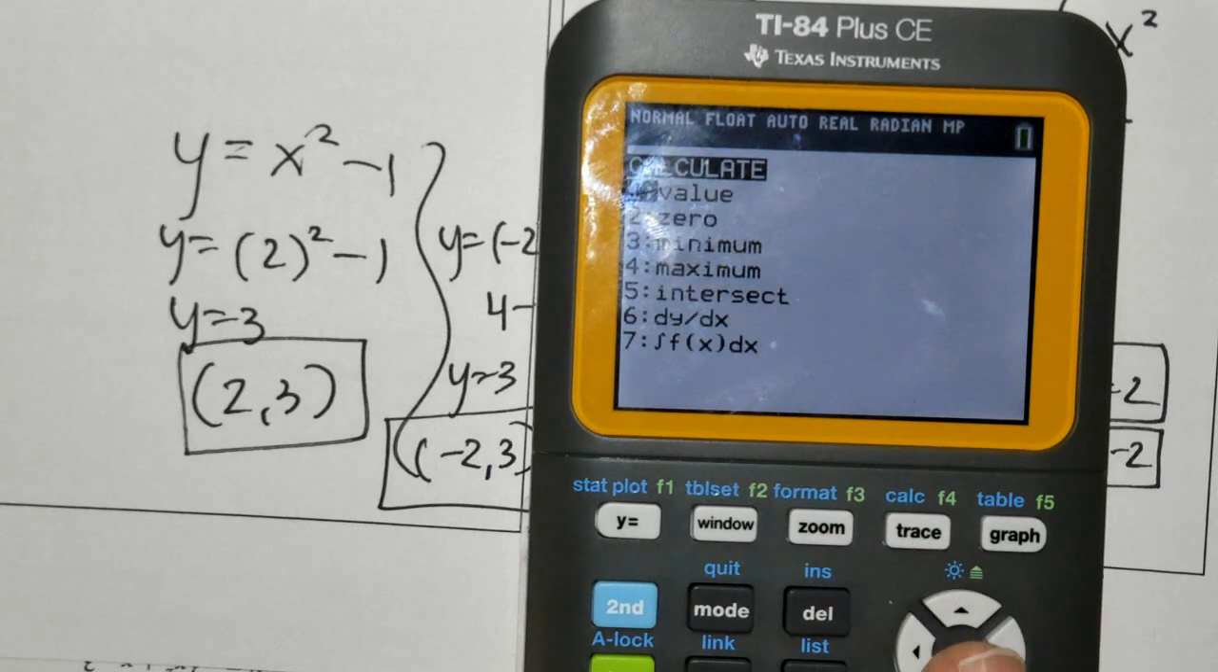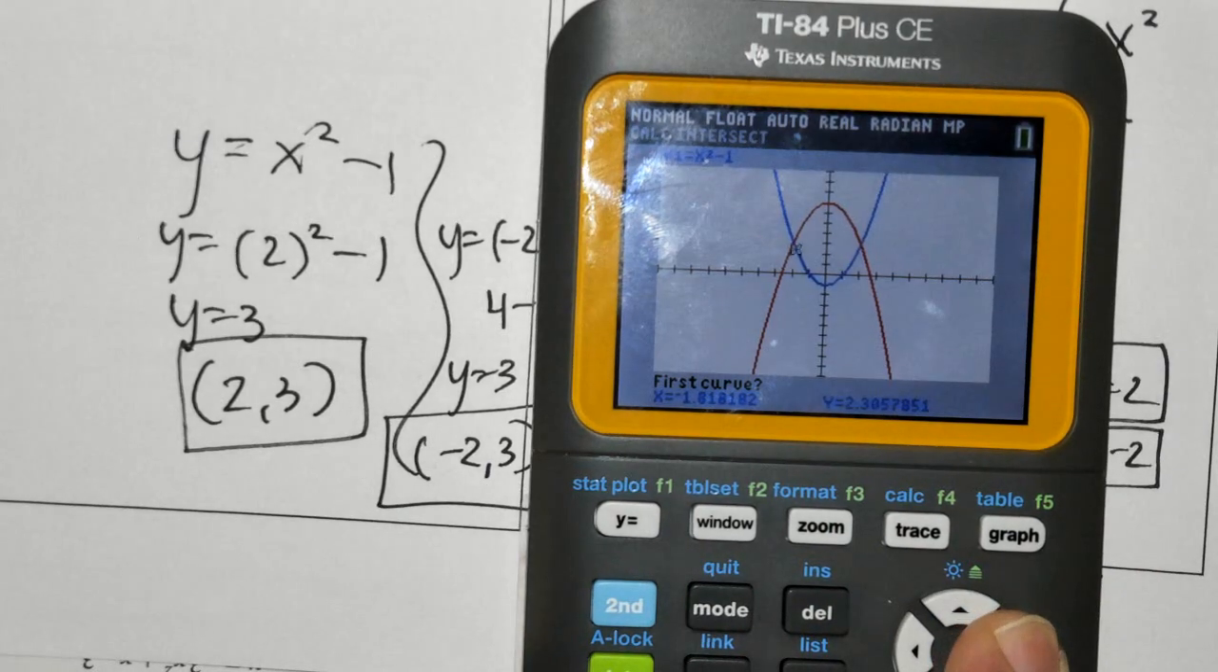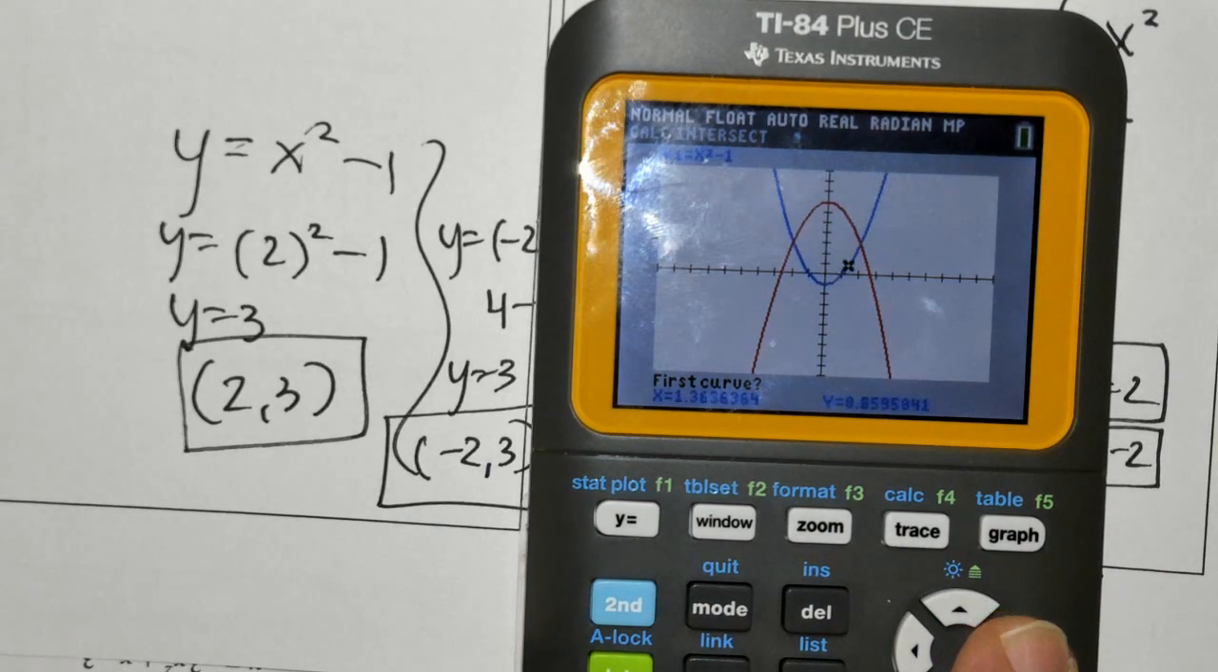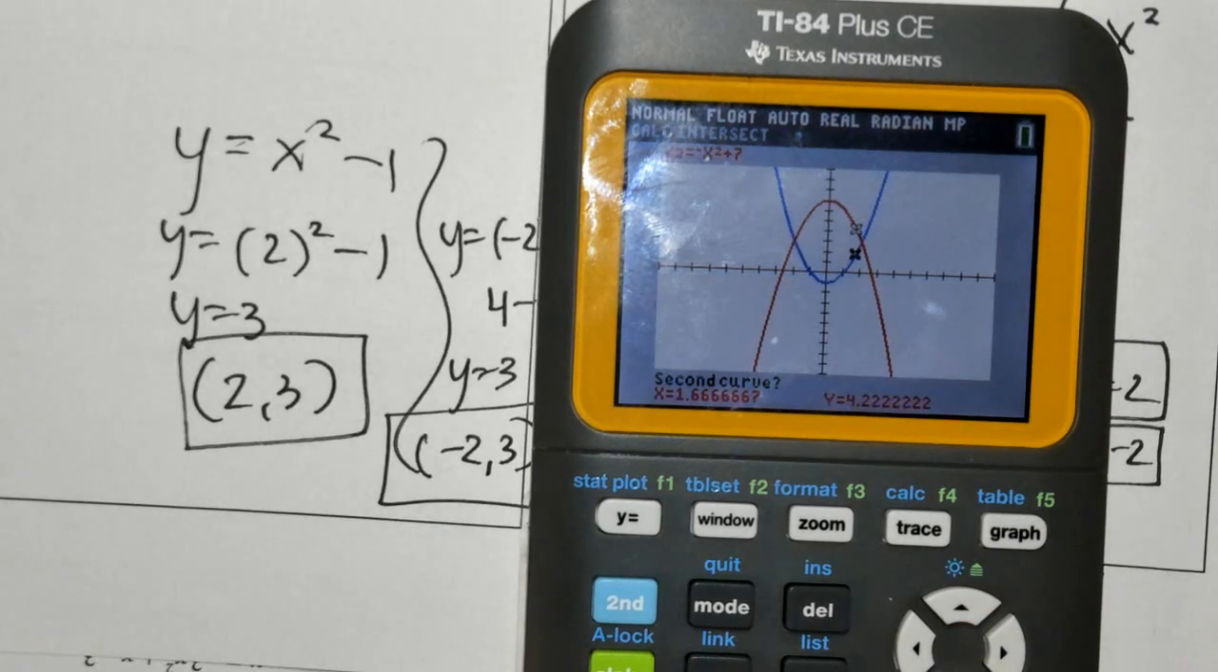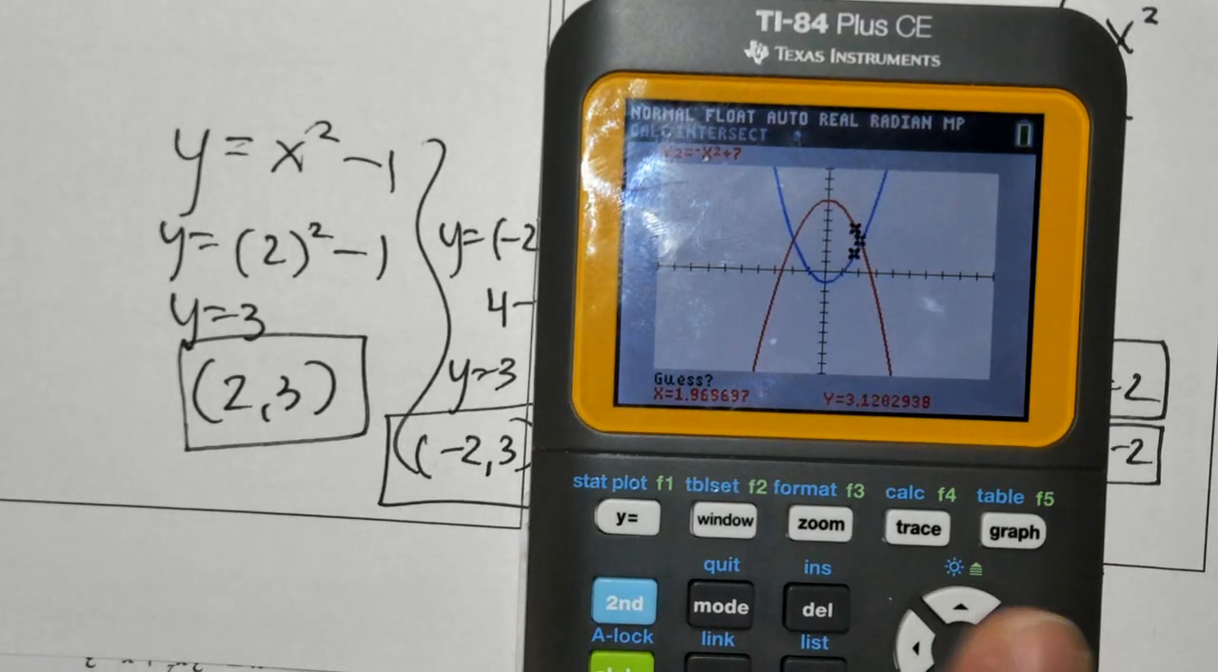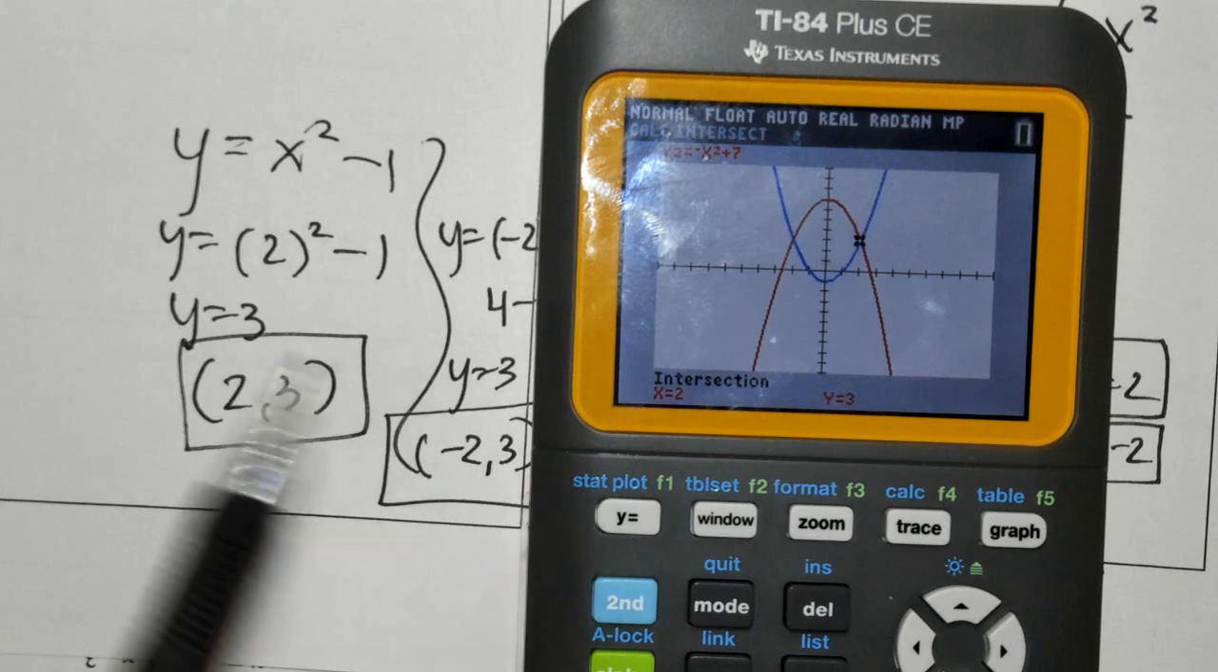Check the next one. Second trace intersect. I'm holding down the arrow to the right. Somewhere close but not on top of the intersection point. Also confirms.